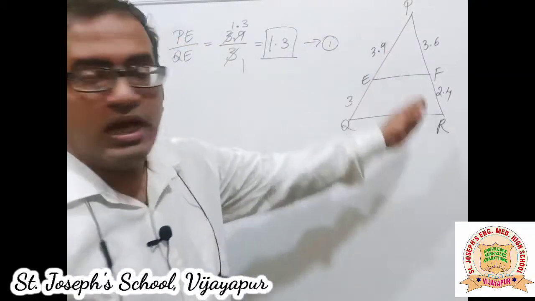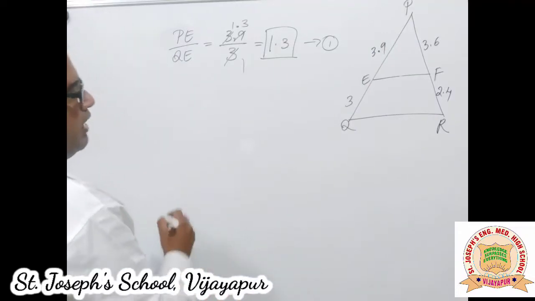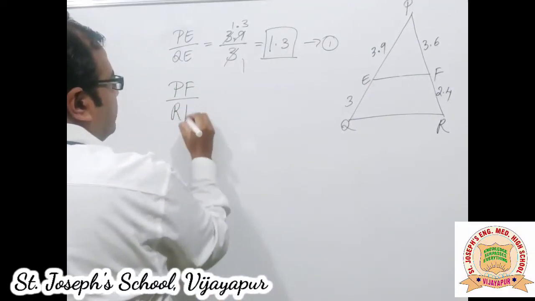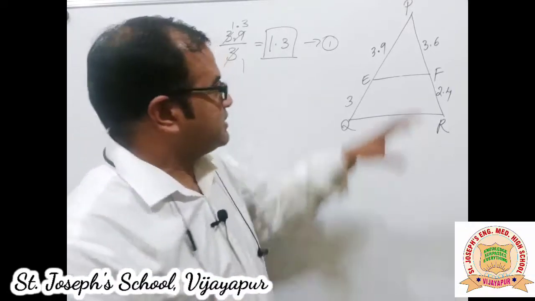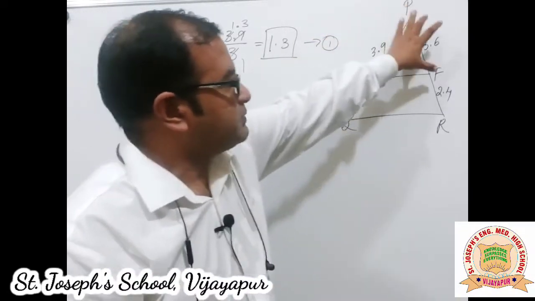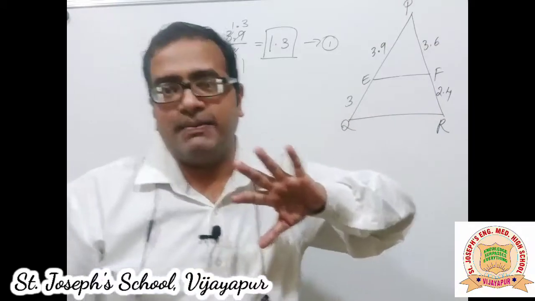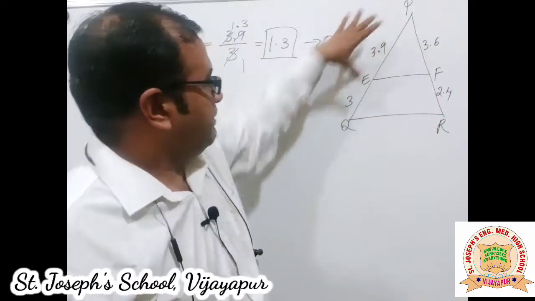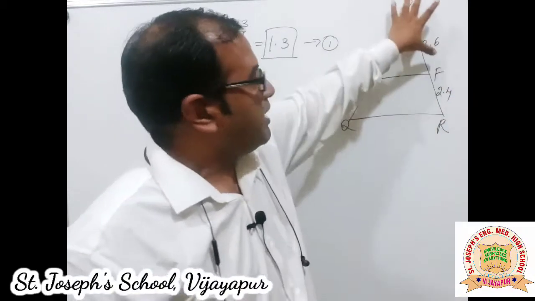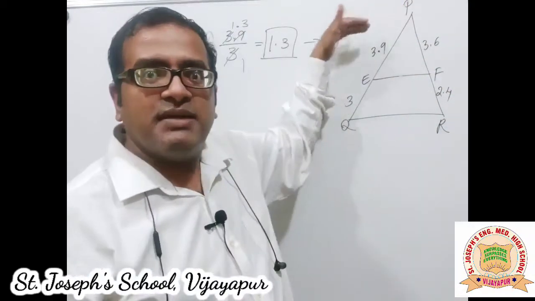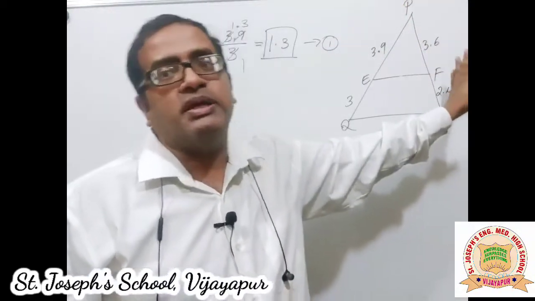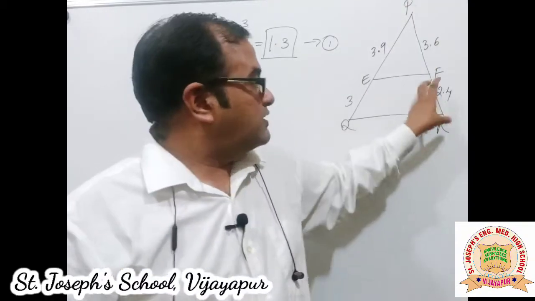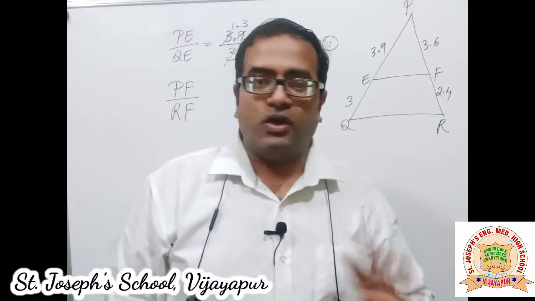Let us check on the other side. PF by RF. PF upon RF. I hope you are noticing this. It's because first part by second part, first part by second part. Both sides I am taking the same. Now I cannot take the reciprocal on one side. Suppose I take here PE by EQ, I cannot take FR by PF. No. First side by second side. The other side also should be the same. We cannot take like that.